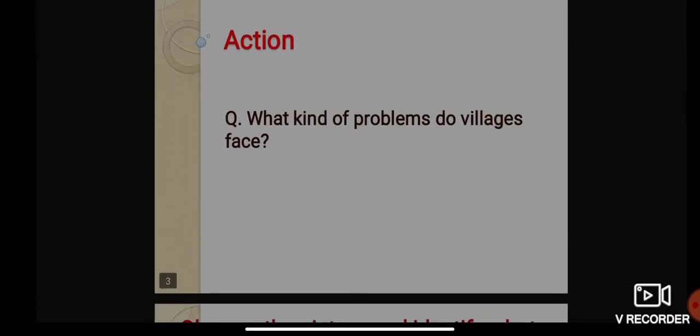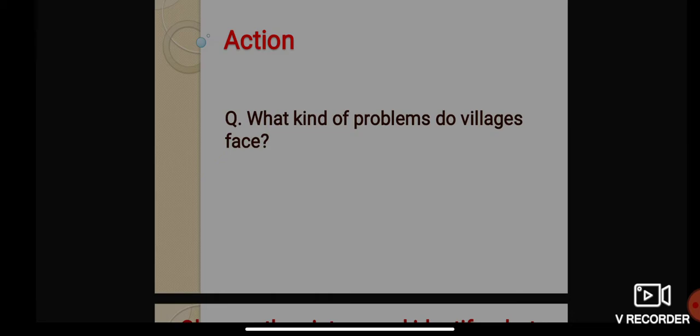So what kind of problems do villages face? Think about your village. What kind of problems does your village face? Villagers may face different kinds of problems depending on the environment and the land formation. People in villages may face scarcity of water, and problems such as bad roads. That is very common, bad roads.